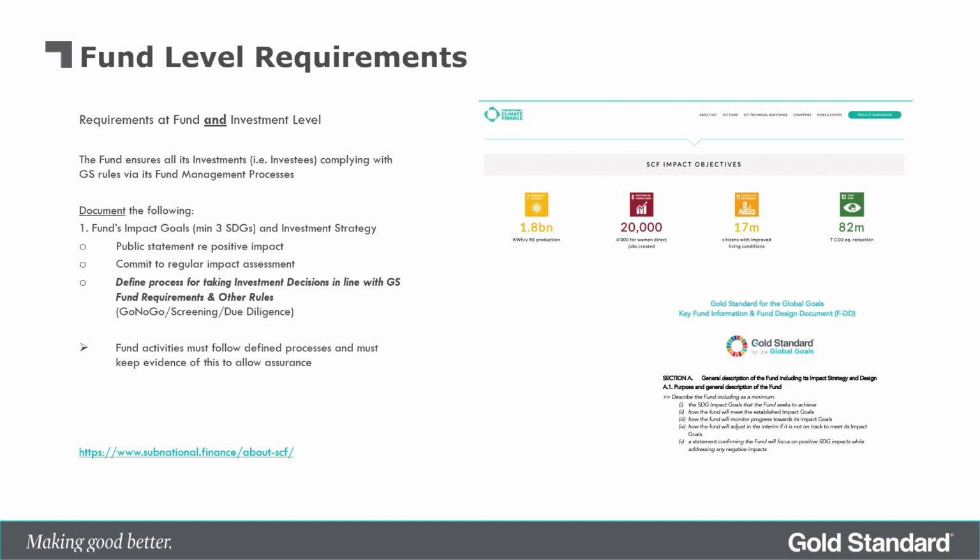In terms of the investment strategy, this is the process for taking investment decisions. Investment decisions really can be summarized as the steps: go, no go, screening, feasibility, due diligence, and then eventually exit. So all of those steps need to be documented. Within SCF, the way that Pegasus take their investment decisions will eventually be documented, and it will be subject to audit, because that is one of the key aspects at fund level.